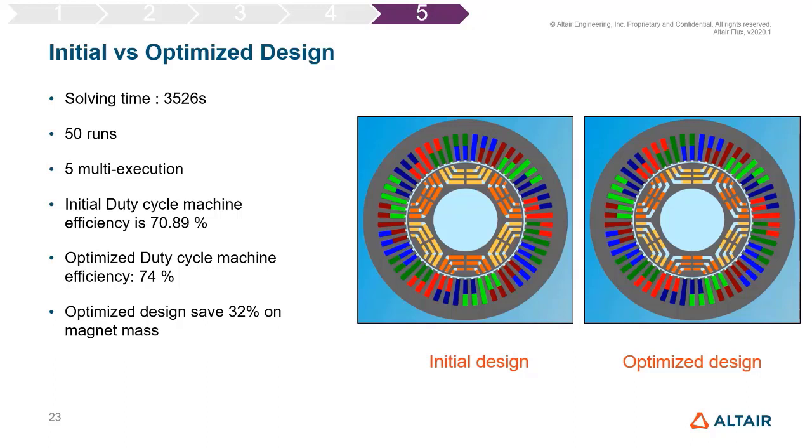And the optimized duty cycle machine efficiency increased by almost 3%, from 71% to 74%. And also on top of that, the optimized design saves around 32% on magnet mass. So this case study shows the power of Flux Motor, where you can actually explore a lot of designs quickly in a short amount of time.